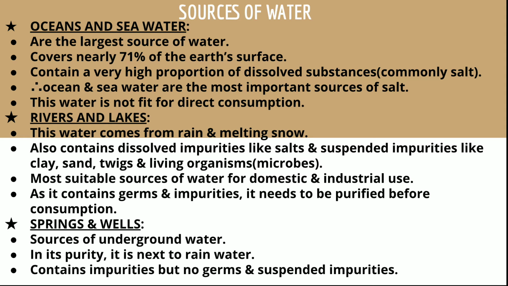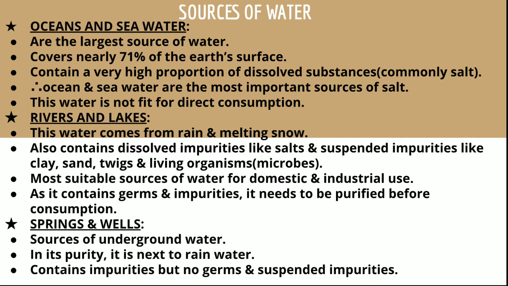Next, see, oceans and seawater. They are the largest source of water. As we know that 3/4 of the earth's surface is covered with water. So this covering of the earth is constituted of the water bodies, that is oceans and seas, rivers and lakes. Although oceans and seas are the main, largest source of water. They cover nearly 71% of the earth's surface.